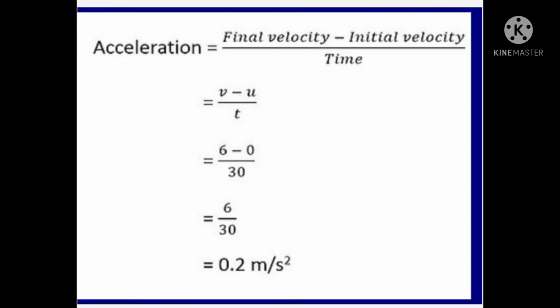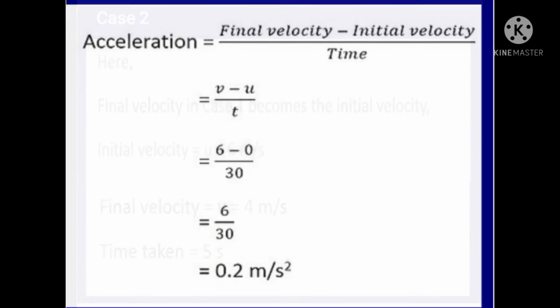Then we will apply these values in our formula. a is equal to v minus u by t, which is equal to 6 minus 0 by 30. That is equal to 0.2 meter per second square. So our first acceleration is 0.2 meter per second square. This is a positive acceleration. That means the speed is increasing here.